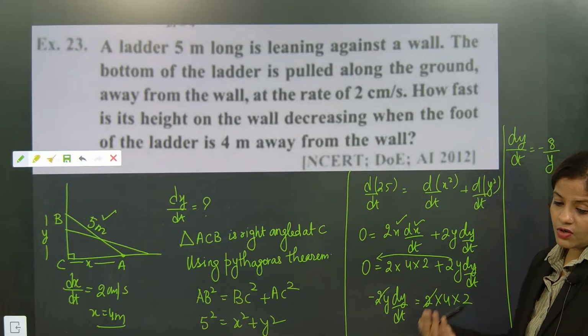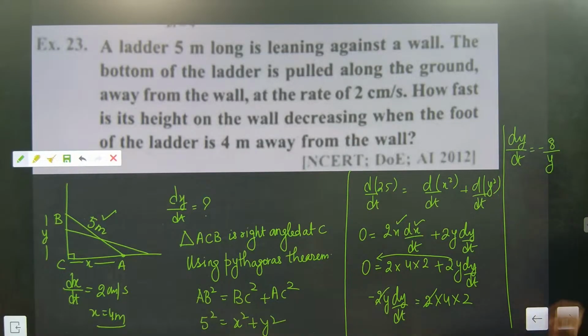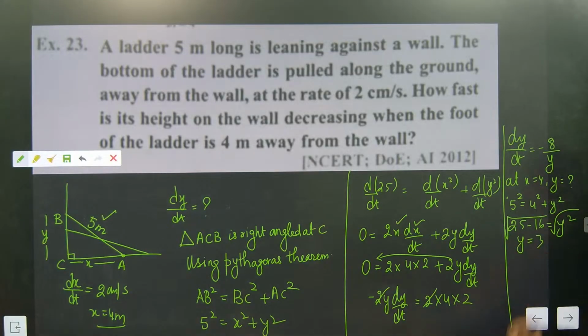But beta, we have to find the y value. So using Pythagoras theorem, at x is equal to 4, y will be what? Since the ladder length is not going to change, the length of the ladder is 5, so 5 squared is equal to 4 squared plus y squared. So 25 minus 16 is equal to y squared. Take root on both sides. y is coming as 3.